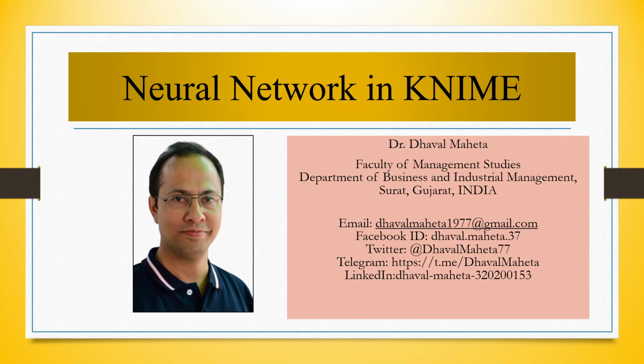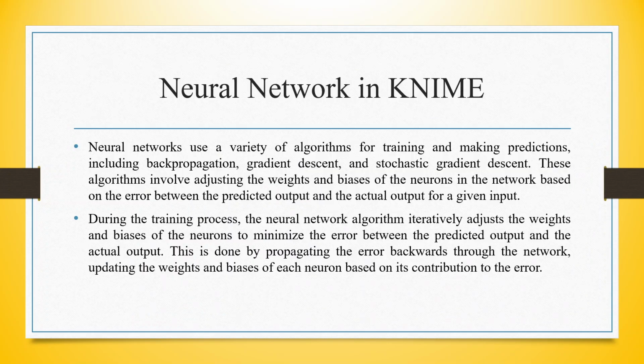This is Dr. Dhaval Maheta, and today we will understand how to run neural network in KNIME. Neural networks use a variety of algorithms for training and making predictions, including backpropagation, gradient descent, and stochastic gradient descent. These algorithms involve adjusting the weights and biases of the neurons in the network based on the error between the predicted output and the actual output for a given input.